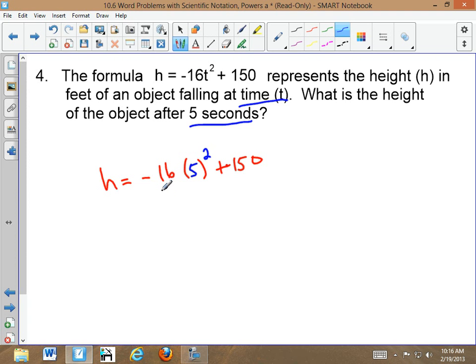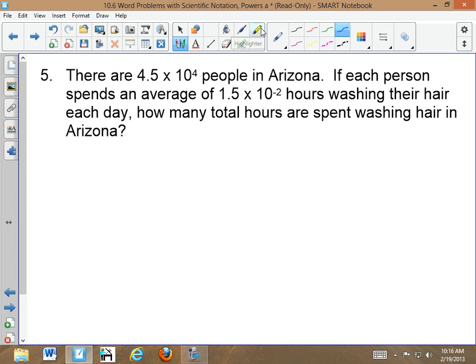There you go. Put that in the calculator. That's your answer. All right. And then this one right here, it tells us total hours. What does total hours mean? What does total mean? Total means to multiply.